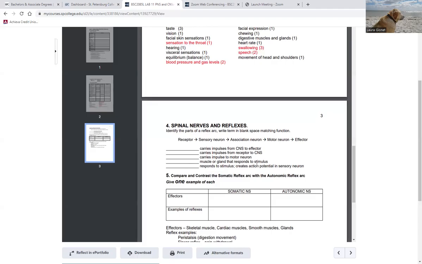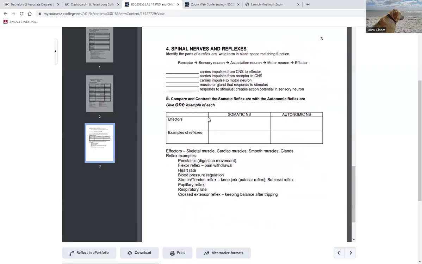The muscle or gland that responds to a stimulus, right? That is the effector. And responds to a stimulus and creates an action potential in a sensory neuron. That would be the receptor. That's where all this begins, with some kind of receptor, something that detects a change in the environment.